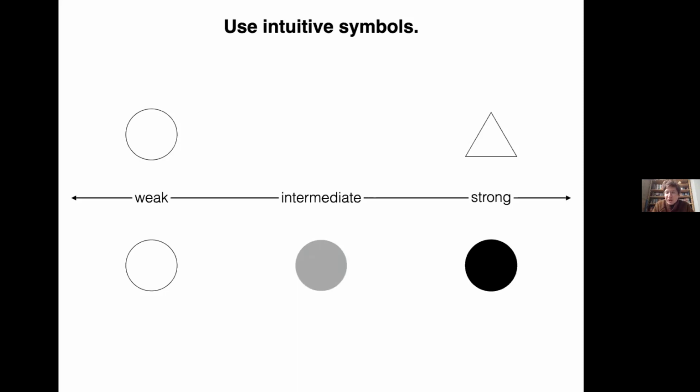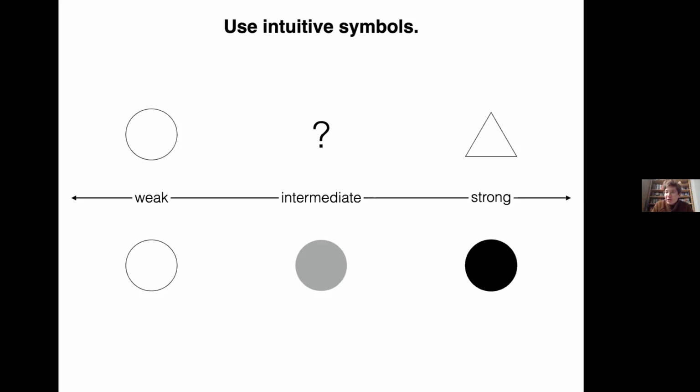Like if we're in between a triangle and a circle, a square technically isn't really in between, if you think about the number of sides on a square versus a triangle versus a circle. So then we'd have a polygon if we wanted it to be legitimately in between, which would look like a circle, which sort of defeats the purpose. So the point here is don't use unintuitive symbols like triangles and circles for weak and strong.